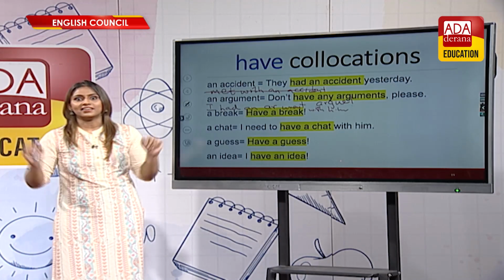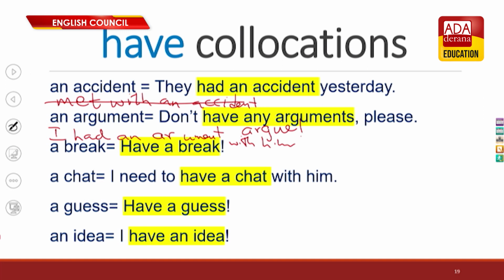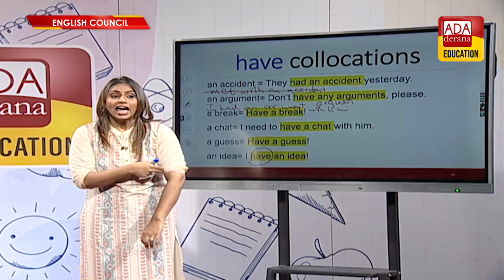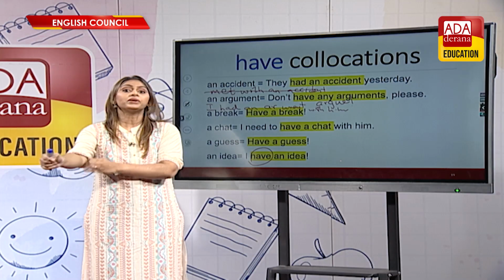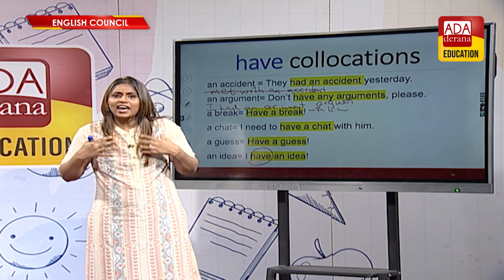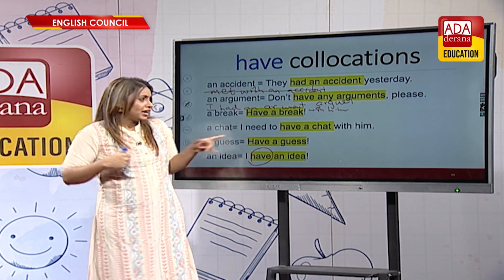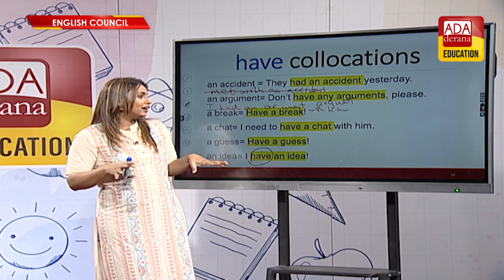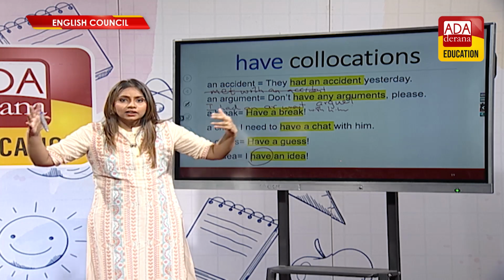Have an idea. I have an idea. So you use have as a collocation when you want to say you possess something. You won't say, "I make an idea." You say, "Have an idea." So I have an idea. That is to have a chat with my boss about increments. Have an idea.